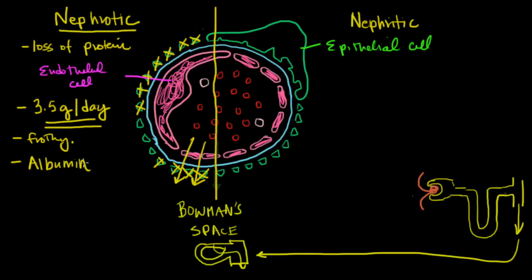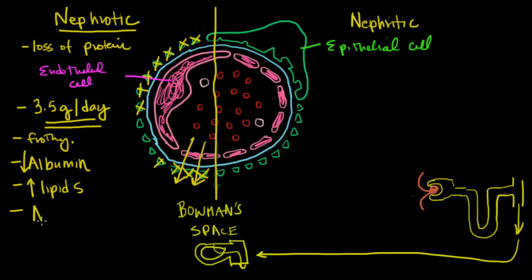Albumin is the major protein that keeps fluid in the blood vessels. Now, when albumin goes down because of its loss, the liver has to compensate. And when the liver compensates, we get increased lipids in the blood. This is another sign of nephrotic syndrome.